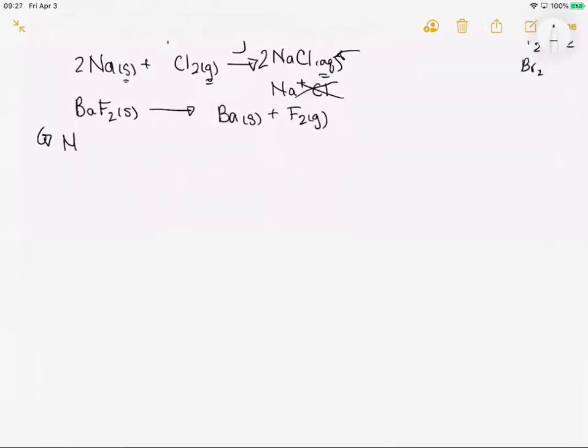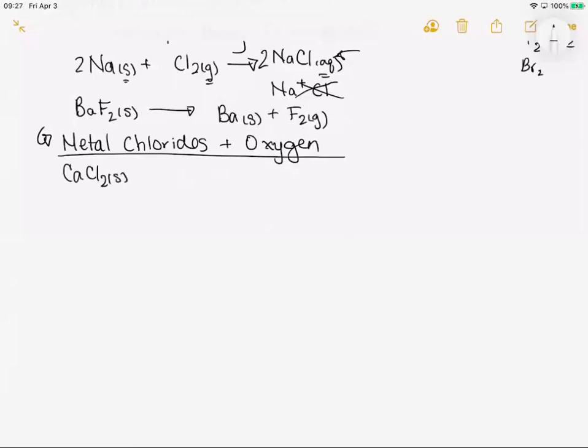Okay. So moving on, let's talk about the more complicated ones. So I have metal chlorides plus oxygen. So let's think about, I have calcium chloride, and so this is going to be solid, it's an ionic compound, plus oxygen. So our rule is that metal chlorides and oxygen, they're going to form a chlorate. So off of your polyatomic ion sheet, I know that chlorate is ClO3. It has a charge of -1, and I have to crisscross it with calcium.